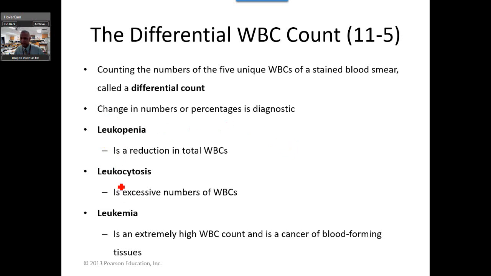If you've ever been to the doctor and they say you have an elevated white blood count, that's what this is, leukocytosis. Unfortunately, if it continues to happen, that can actually lead to a cancer that we call leukemia, which is uncontrolled growth, uncontrolled mitosis. That's what cancer is, uncontrolled mitosis of the white blood cells.